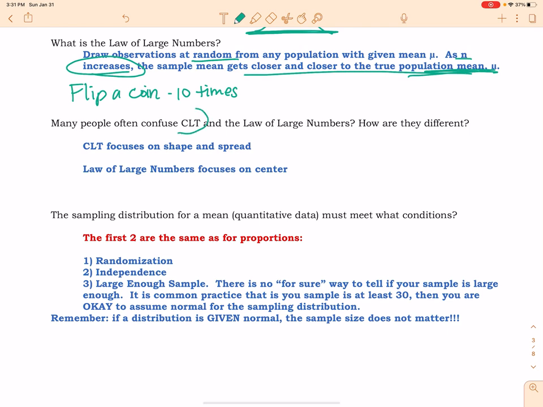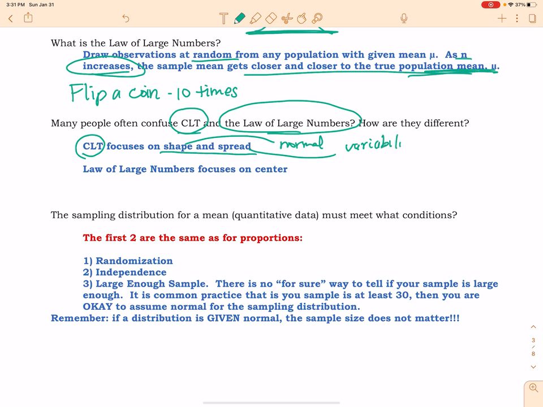Because people get the CLT and the law of large numbers confused, that's why I am addressing this for you. So notice that the CLT focuses on shape and spread. As our sample size increases, our shape becomes more normal, and our spread or variability decreases. The law of large numbers focuses on the center. So the three big ideas when we're discussing a distribution are center, shape, and spread. Those are the things we focus on. Center has to do with the law of large numbers; shape and spread, the central limit theorem.